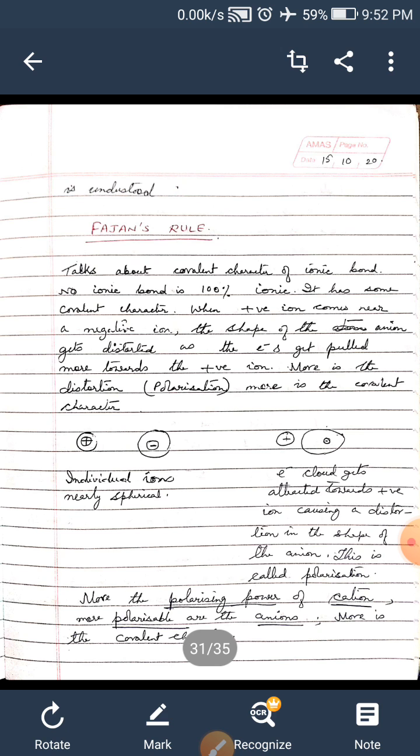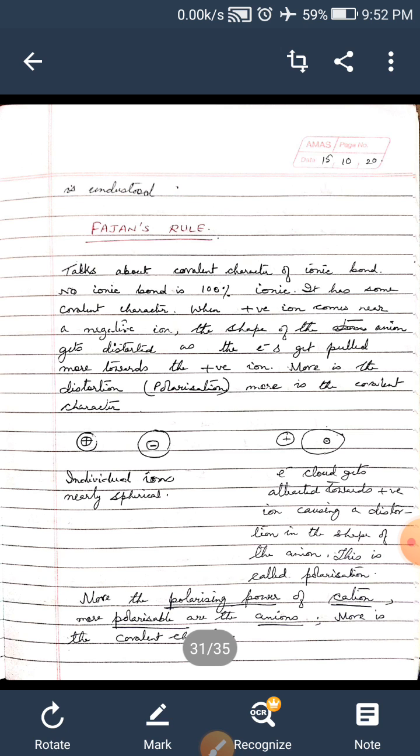So, how to understand which one will be more covalent or which one will be less covalent? Fajan has given certain rules, a set of rules which help us to identify the covalent character of an ionic compound. Now, what is the cause of covalent nature in ionic compound?